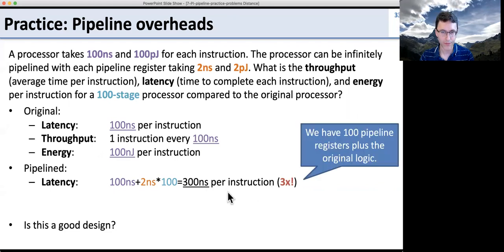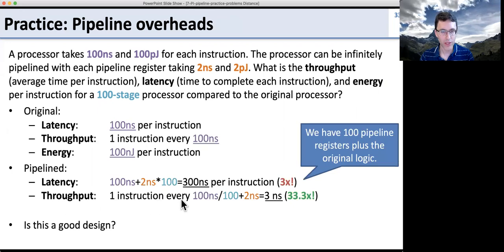But what's our throughput? Our throughput is 1 instruction every 100 divided by 100, plus 2 nanoseconds. So this is the time it takes for each stage in the pipeline plus 2 nanoseconds. So it takes 1 nanosecond of logic and 2 nanoseconds of pipeline register. That means it will finish an instruction every 3 nanoseconds.